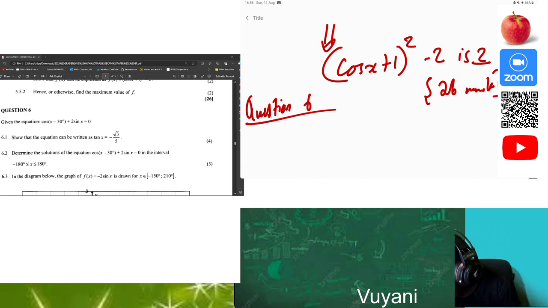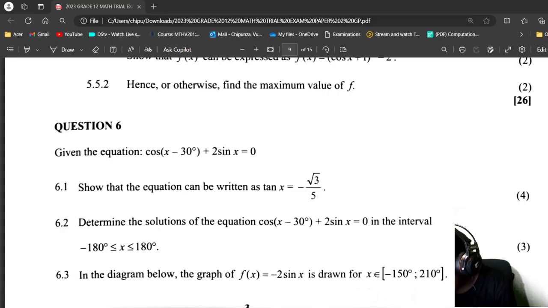Let me try to maximize the screen so that you can see this question properly. On that question, we are given that cos of (x minus 30 degrees) plus 2 sine x is equal to 0. From that point, we can show what they want us to show. So let's minimize the screen.